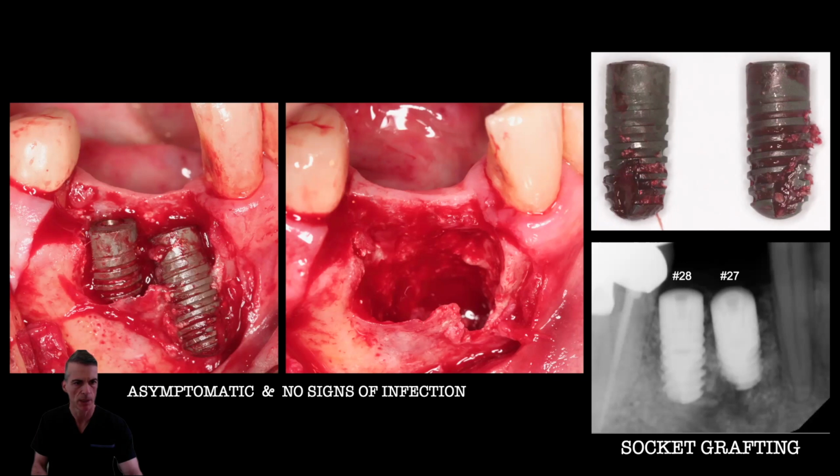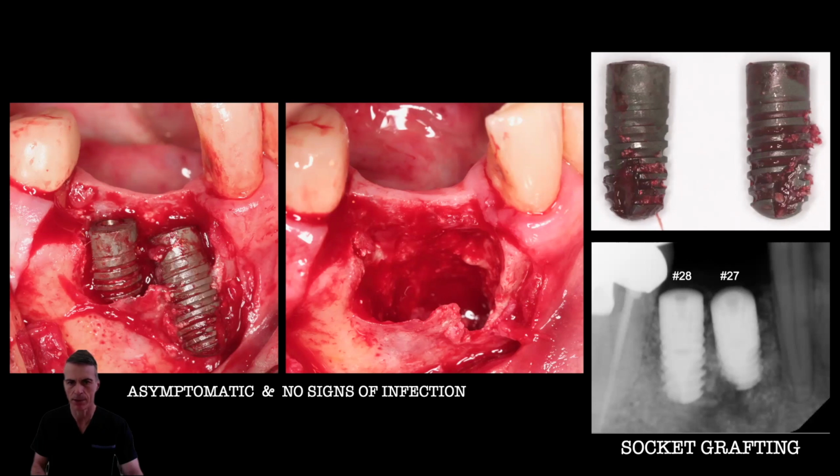This is another case of severe bone loss associated with an infection that the patient had at some point in the past. At this time, when I was asked to assess those implants that had been placed by another colleague, there was no signs of infection. However, you can see the defect that had been created.